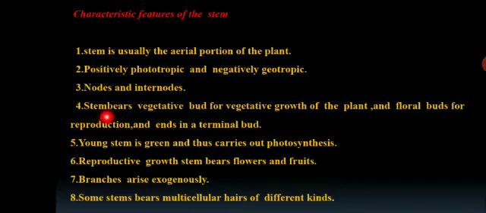Then next one is, stem bears vegetative bud for vegetative growth of the plant, and floral bud for reproduction, and ends in a terminal bud. What is the meaning of vegetative bud? For example, in potato there is a bud-like structure that arises, that is called a vegetative bud, that is for the vegetative growth.